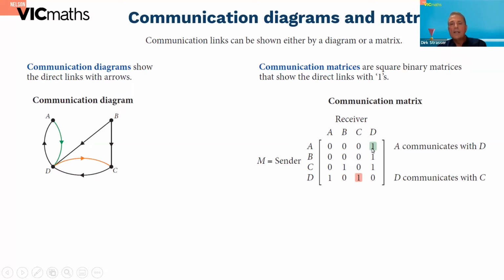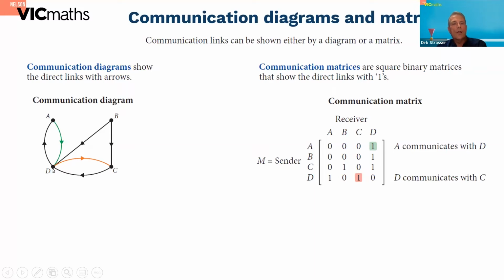Over on the matrix, we can see that there's a sender there and the receiver is the column. So if you want to have A sending to D, it's this one here, shown with a 1. So we know that A can communicate with D.